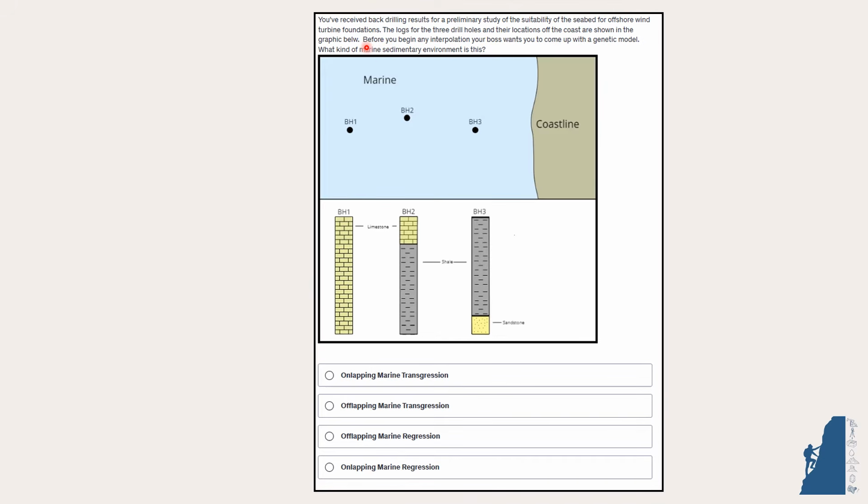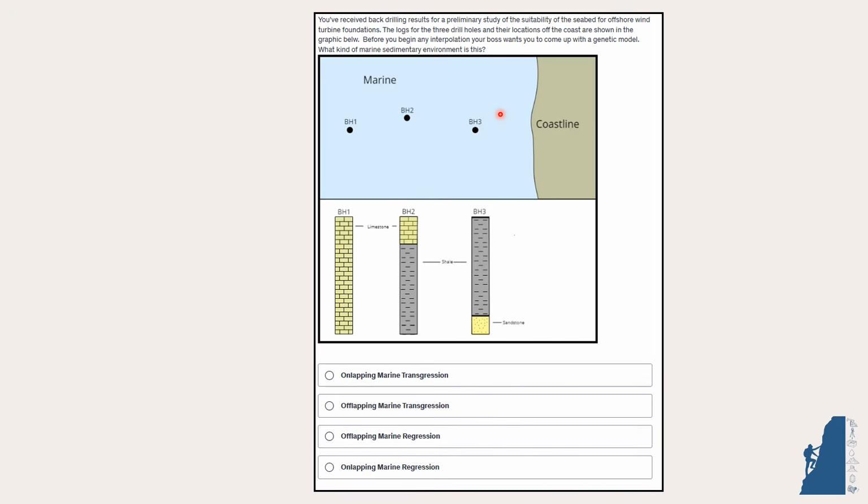The problem is specifically this. You've received back drilling results for a preliminary study of the suitability of the seabed for offshore wind turbine foundations. The logs for the 3 drill holes and their locations off the coast are shown in the graphic below. Before you begin any interpolation, your boss wants you to come up with a genetic model. What kind of marine sedimentary environment is this?